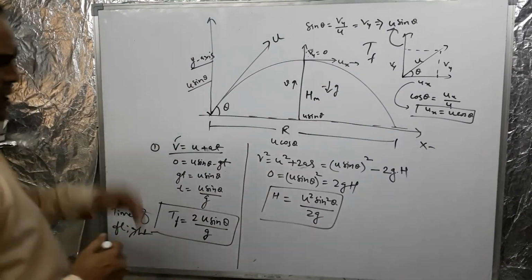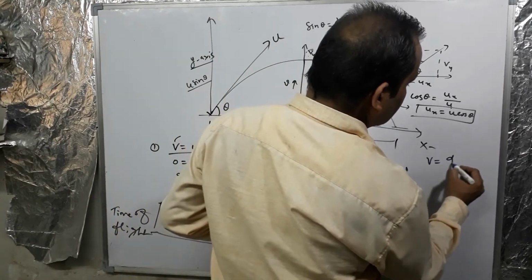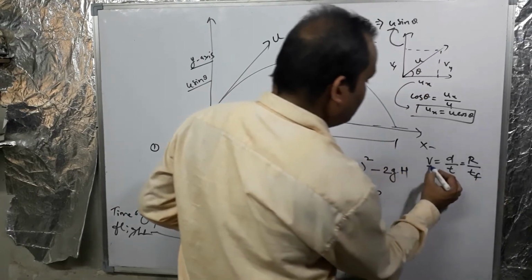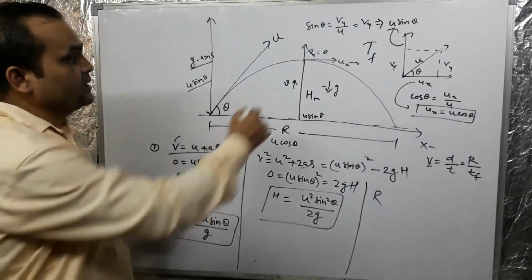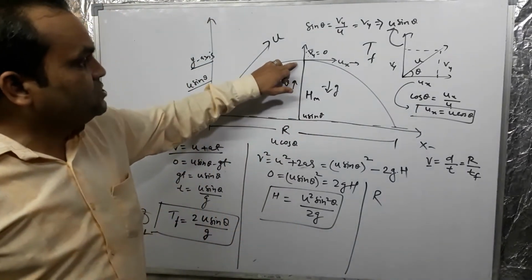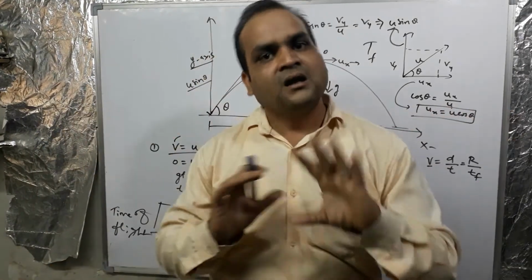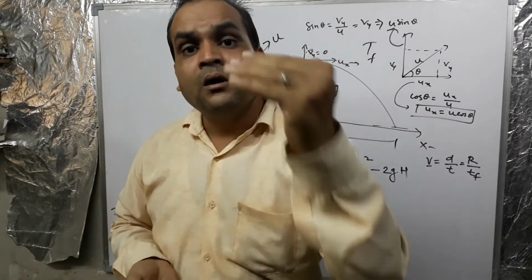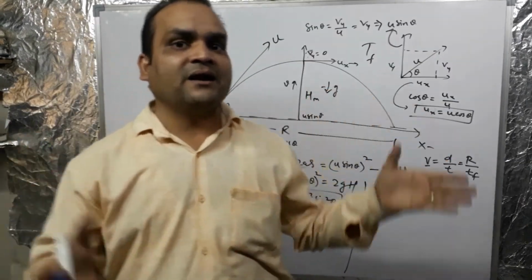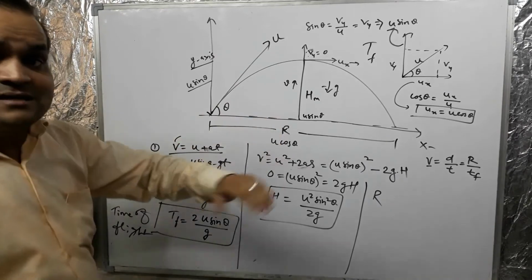And now you can also calculate the range. Range is distance upon time. So d is R, t is the time of flight, and v is the velocity component in the x direction. Here the vertical component is changing with time, but the horizontal component u cos theta is always constant throughout the flight. Why? Because there is no acceleration or retardation acting in the horizontal direction. So u cos theta is always constant.